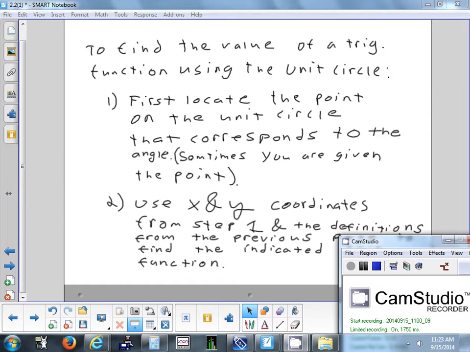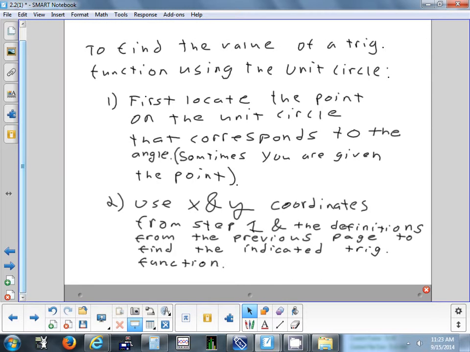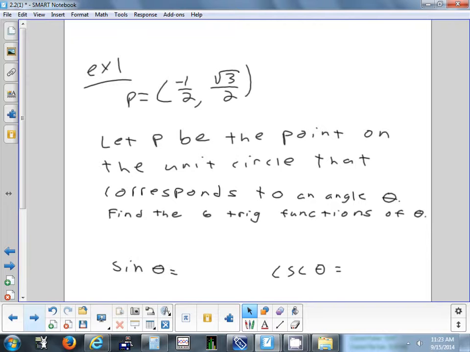Let's try a couple examples. Okay, so this is one where I'm giving you the coordinate. It says, let this point be point P. That's a point on the unit circle that represents an angle. I want to find all 6 trig functions of that coordinate. Do you think that coordinate P represents a 0, 90, 180, or 270 degree angle? Does that coordinate look anything like the ones we did at the beginning of class?